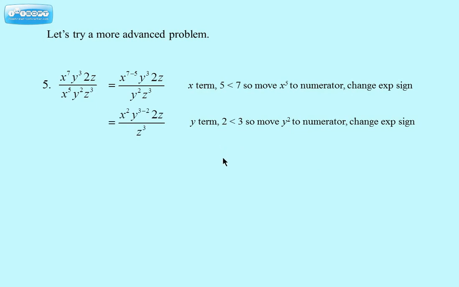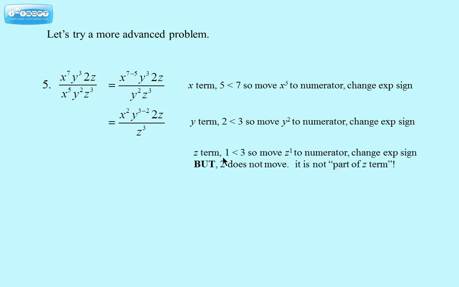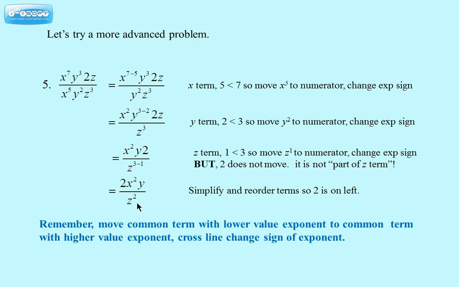We have 3 minus 2. Finally, the z term. Well, this is z to the 1 is less than z cubed, so we're going to move z to the 1 into the denominator, and we have x squared y. The 2 stays here. The 2 is not attached to this variable. It remains in the numerator. In our final answer, we'll simplify, just put the 2 out on the left. We have 2x squared y over z squared.